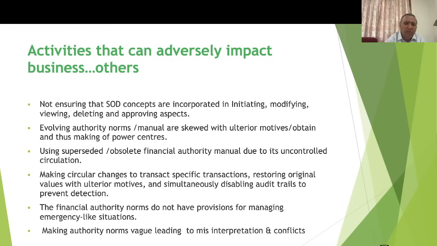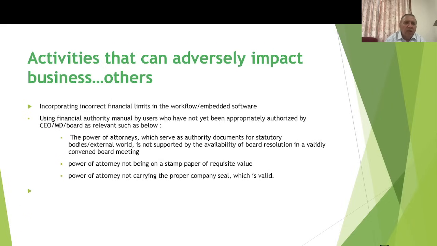Making authority norms which are vague, leading to misinterpretation and conflicts. Incorporating incorrect financial limits in the workflow and embedded software which is approved by the management, and using the financial authority manual by users who have not been appropriately authorized by the CMD, as relevant, such as the power of attorney which serves as an authority document for statutory bodies, power of attorney not being on a stamp paper, power of attorney not carrying the proper company seal, etc.